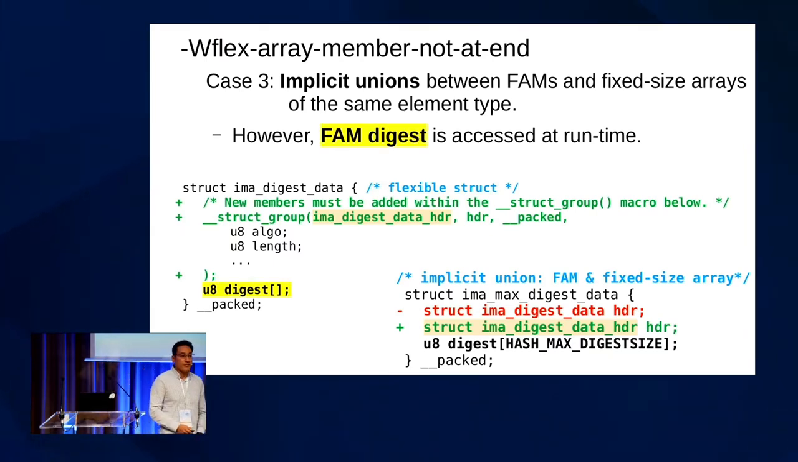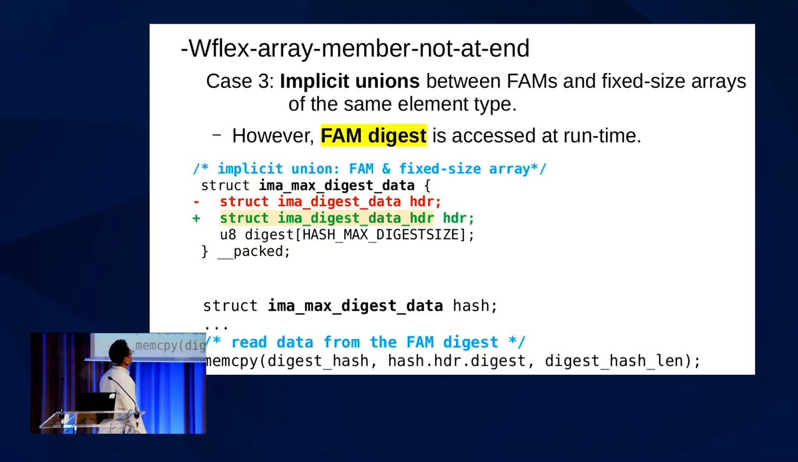So that is a bit of a problem, because we just changed the type of the conflicting object. So this means that we cannot access the flexible array member anymore. The flexible array member is gone. So what happens? What can we do in this case?